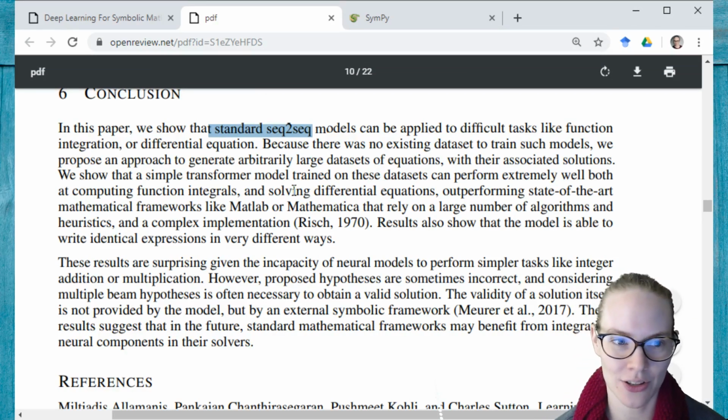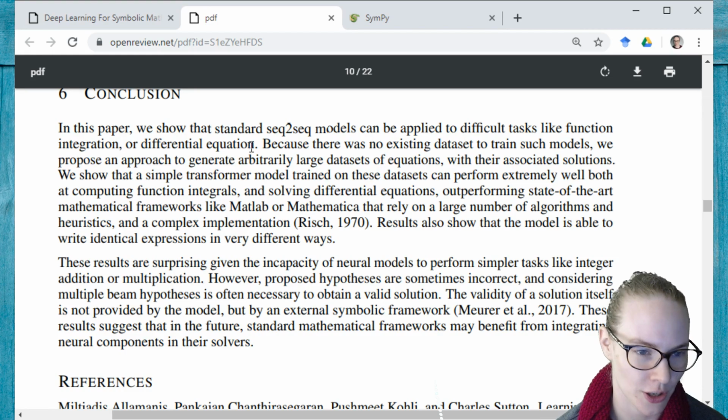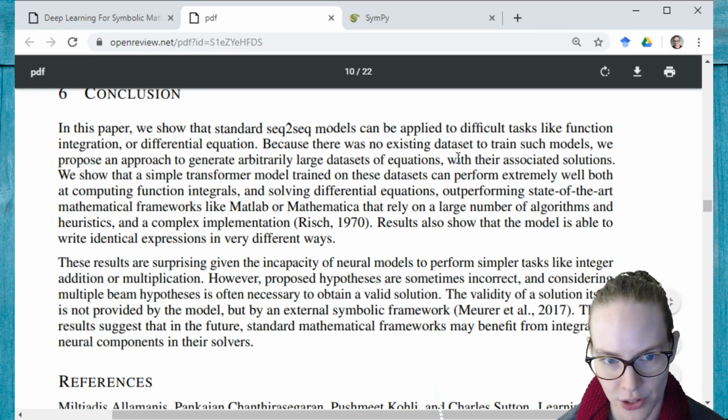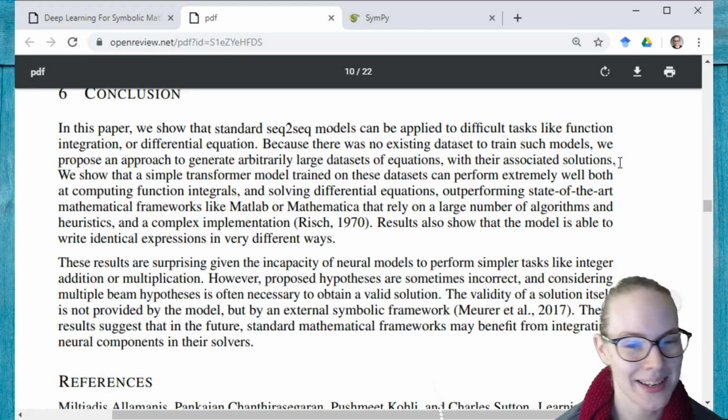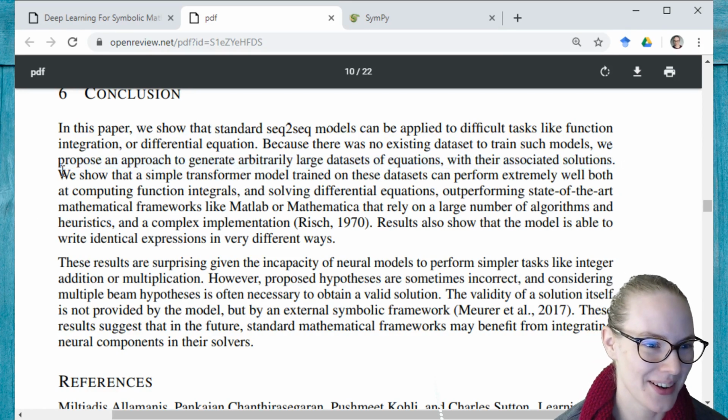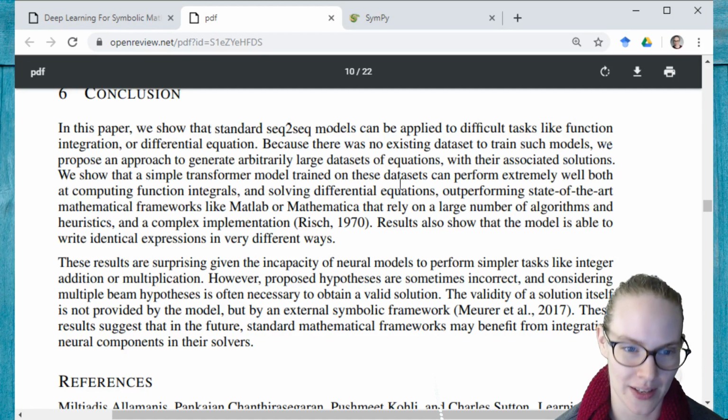In this paper, we show that standard seq-to-seq models can be applied to difficult tasks like function integration or differential equation. Because there is no existing data set to train such models, we propose an approach to generate arbitrarily large data sets of equations with their associated solutions. Math teachers everywhere rejoiced. We show that a simple transformer model trained on these data sets can perform extremely well both at computing function integrals and solving differential equations, outperforming state-of-the-art mathematical frameworks like MATLAB or Mathematica that rely on a large number of algorithms and heuristics and a complex implementation.